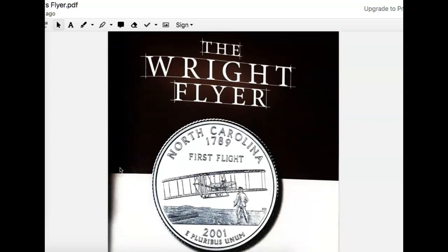Let's go to the next page and look at this coin. What questions can we ask about this picture? Maybe you can ask, who is in the picture? What is that machine? What does first flight mean? Or where does the first flight take place? Or when does this event happen?